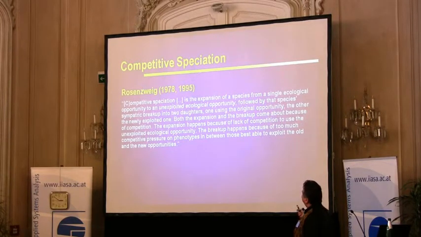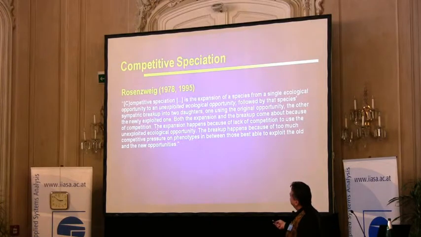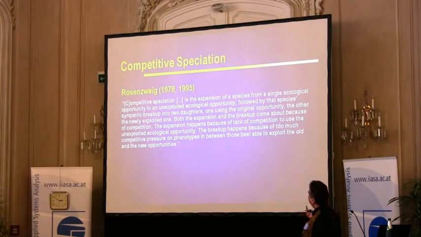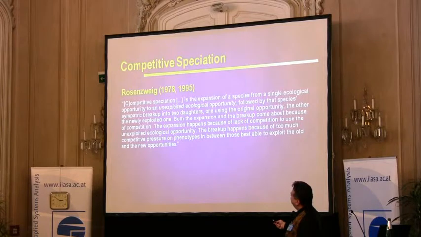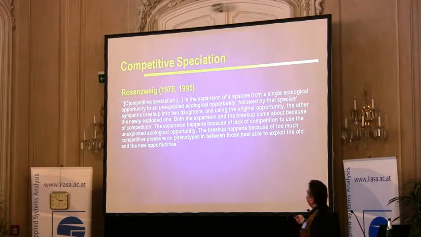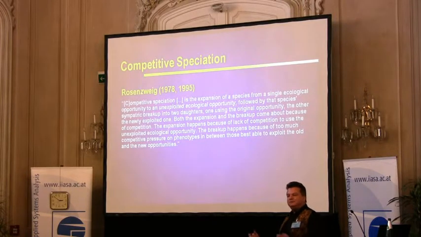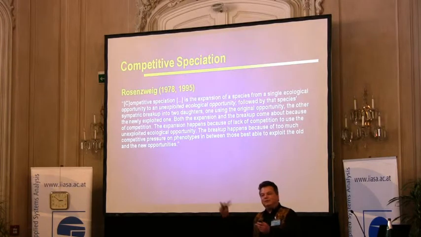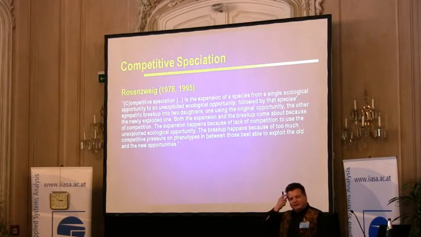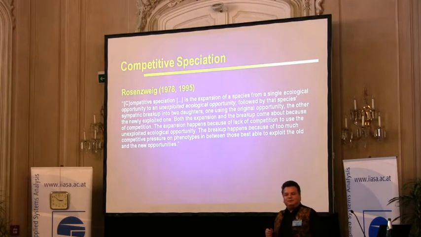Both the expansion and the breakup come apart because of competition. The expansion happens because of lack of competition to use the unexploited ecological opportunity, whereas the breakup happens because of too much competitive pressure on phenotypes in between those best able to exploit the old and the new opportunities. So he conceived this in terms of 2 niches, like a bimodal fitness landscape where the population starts on one mode and then colonizes the other mode. So that's quite different from what I have shown you so far.